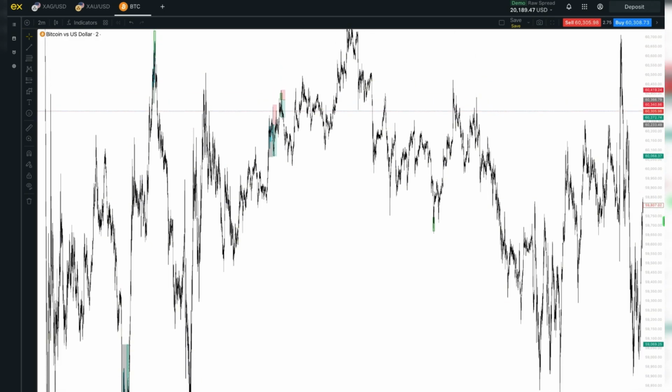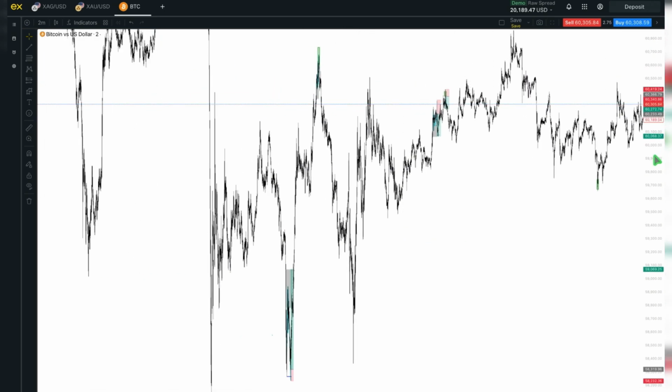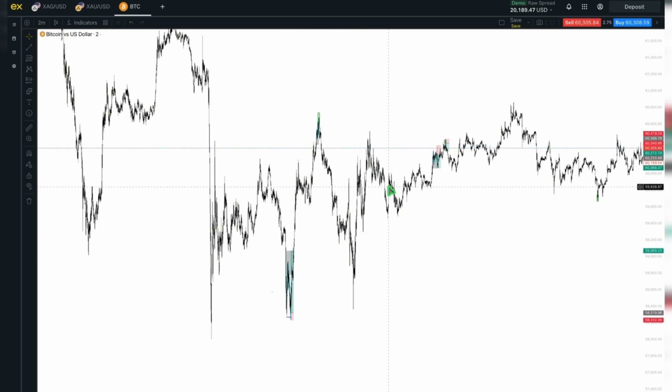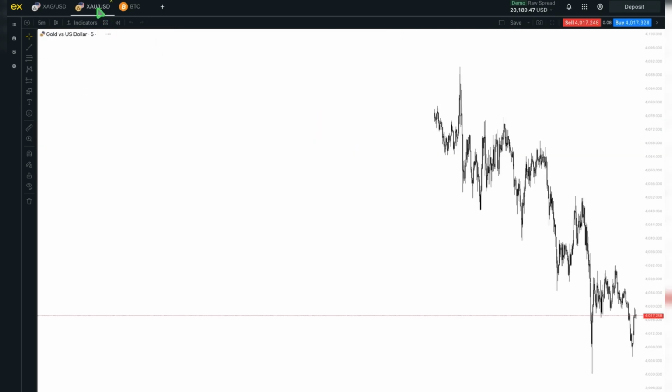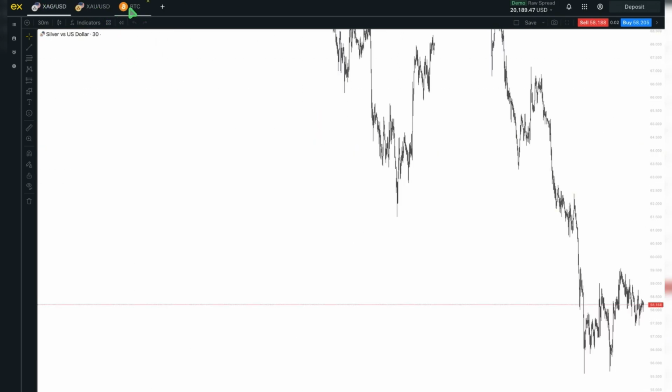You will find it every day, because you will find it on every asset. If it's not on Bitcoin, you can use it on gold, you can use it on silver also.